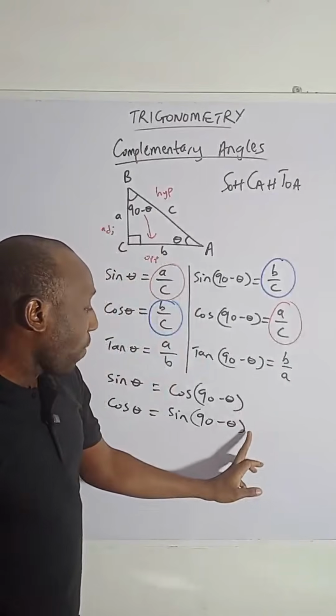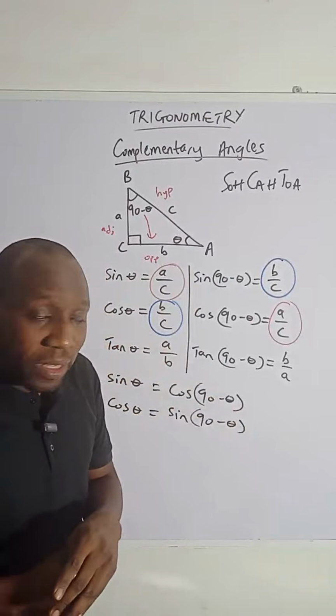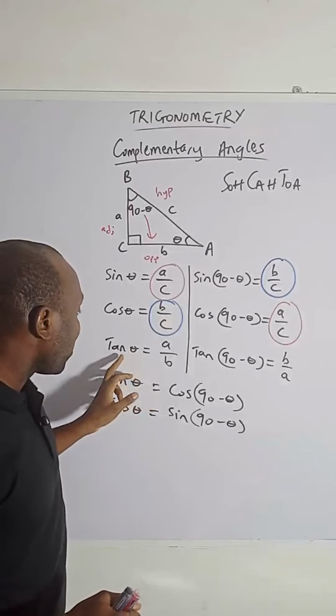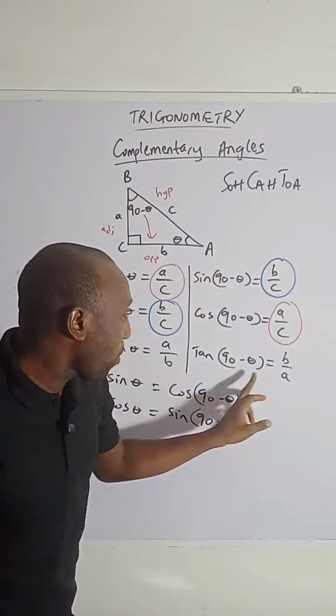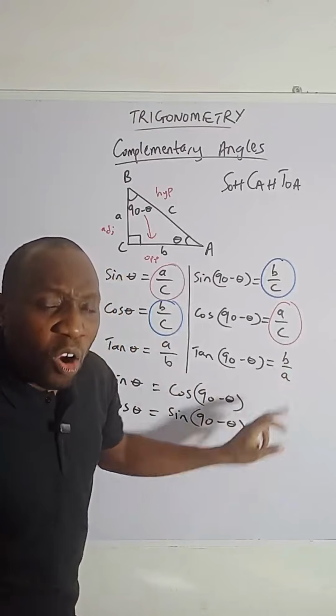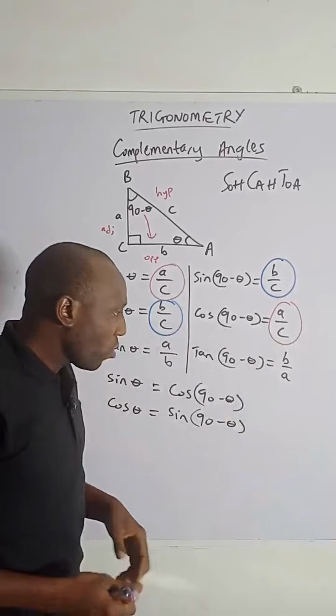Now we have gotten this, all right? Then we still have one more thing. What is this? Tan theta is equal to A over B. Tan of 90 minus theta is equal to what? B over A. What does this tell you? A over B, B over A. What does that tell you?